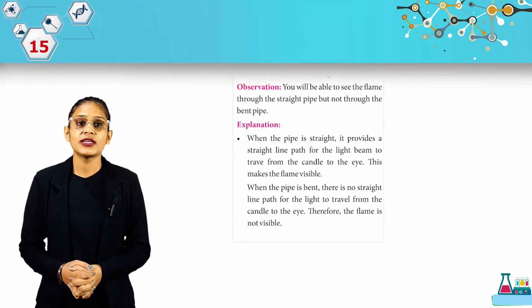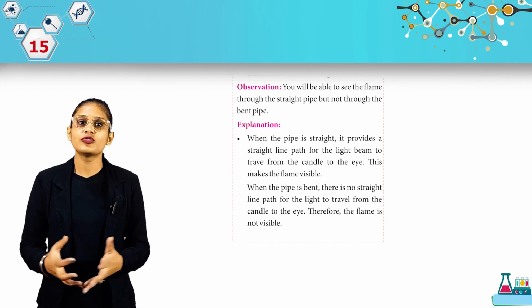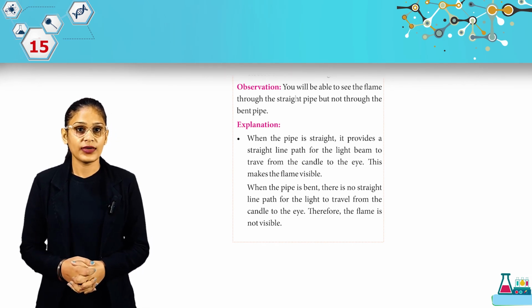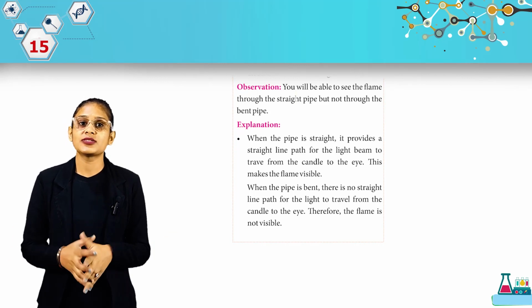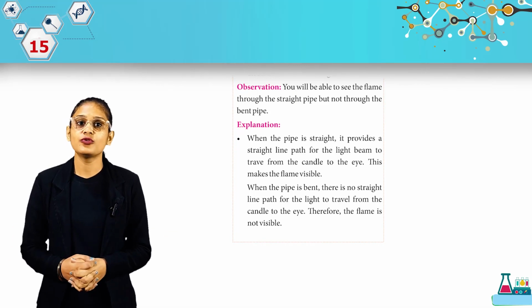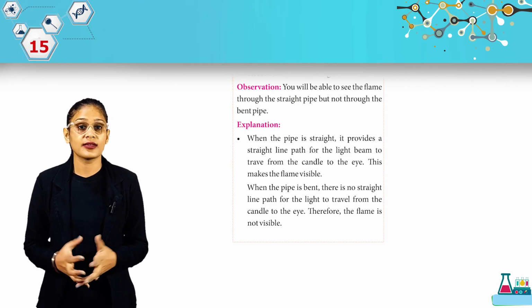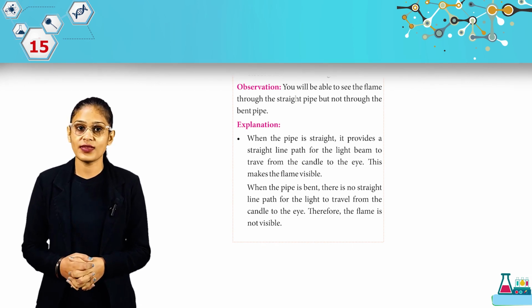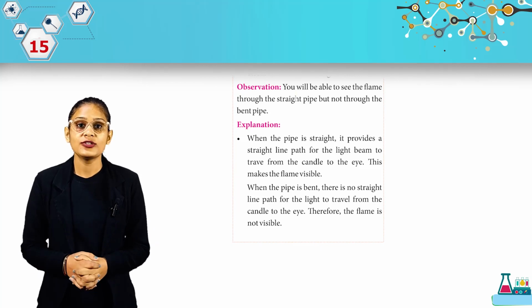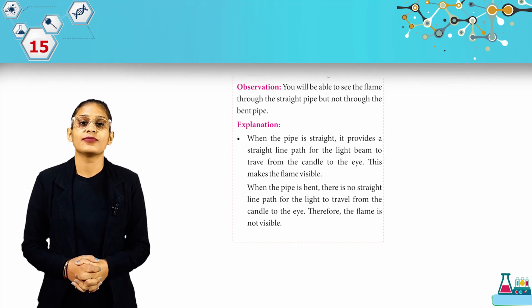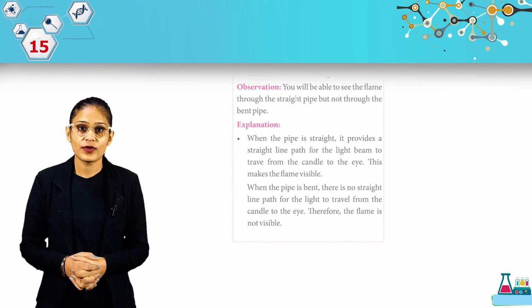Here we have observation. You will be able to see the flame through the straight pipe but not through the bent pipe. Here we have explanation. When the pipe is straight, it provides a straight line path for the light beam to travel from the candle to the eye. This makes the flame visible. When the pipe is bent, there is no straight line for the light to travel from the candle to the eye. Therefore, the flame is not visible.